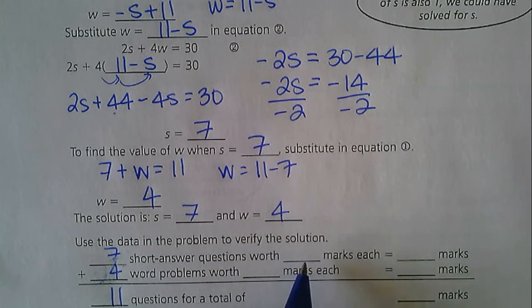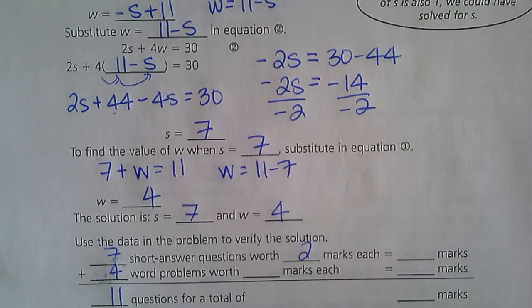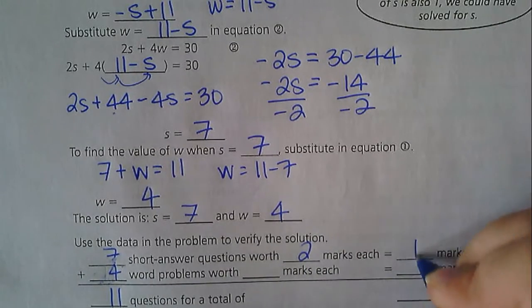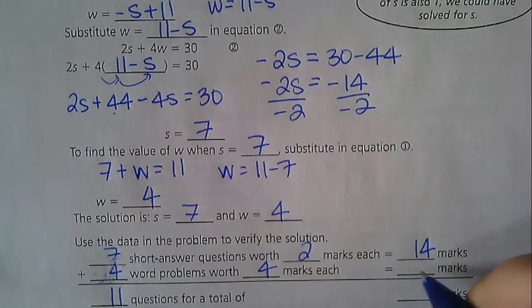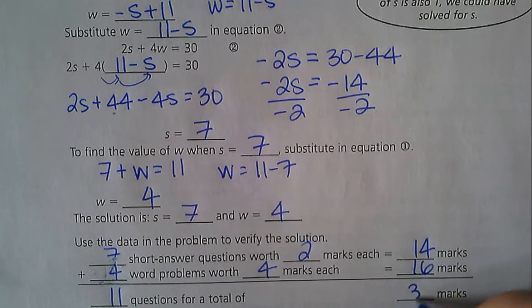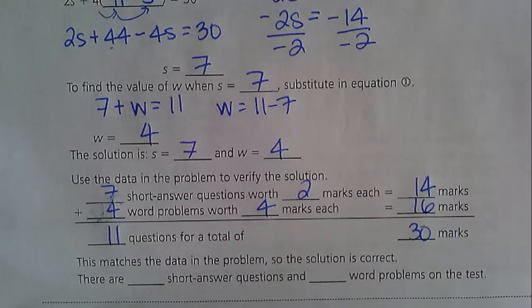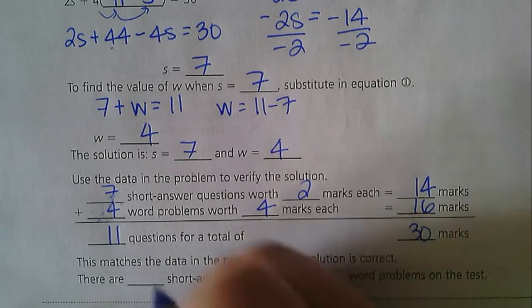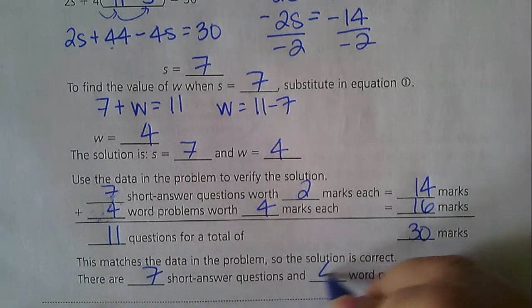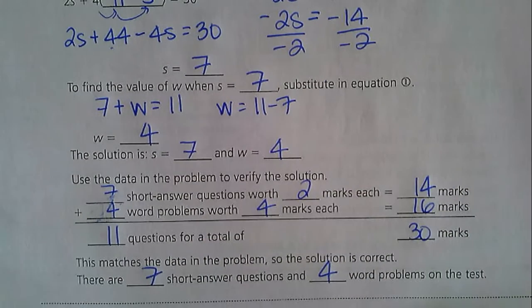The short answers were worth 2. 2 times 7 is 14. The word problems are worth 4. 4 times 4 is 16. Add those up, we get 30. And that worked with our original numbers if you look up above in the question. So that means that there are 7 short answer and 4 word problems.